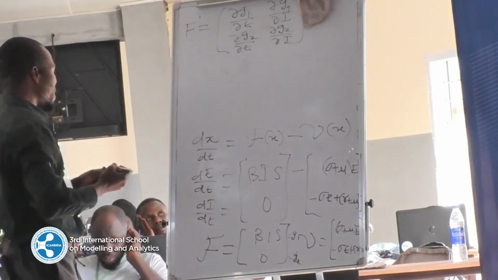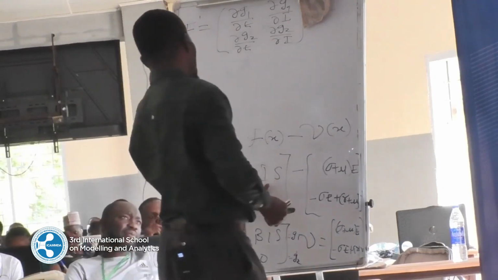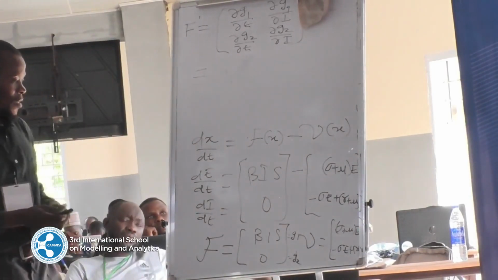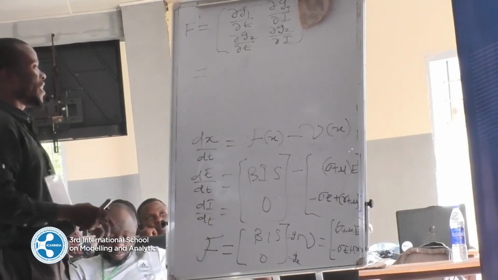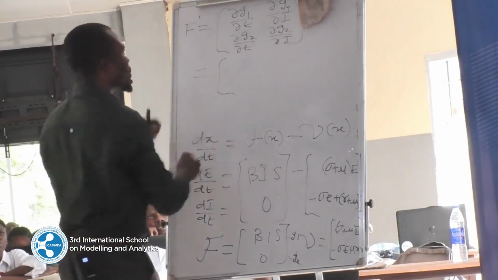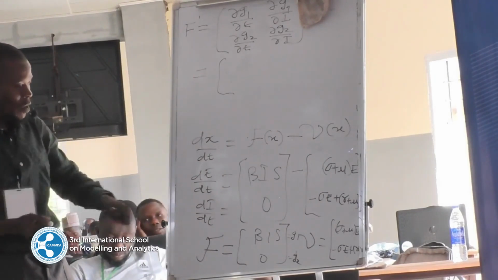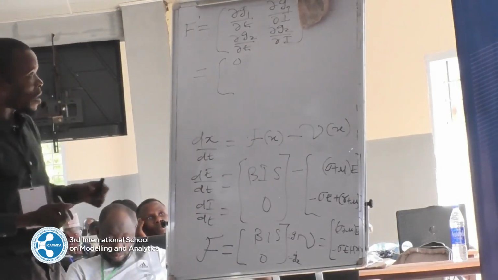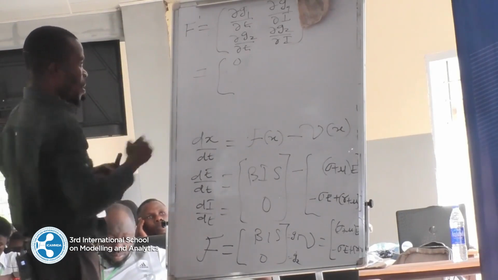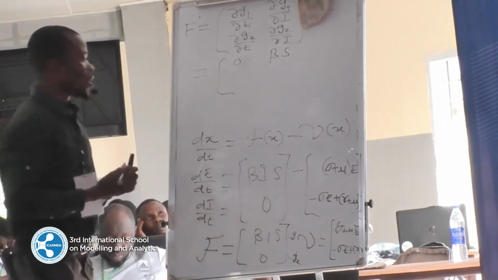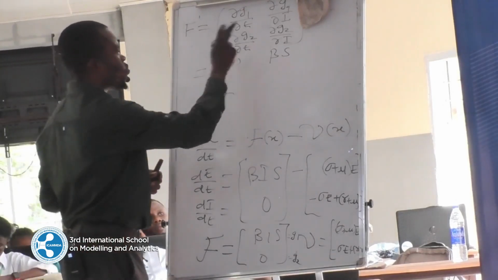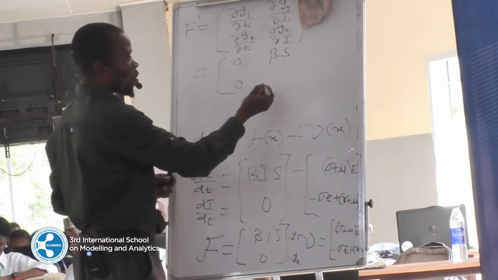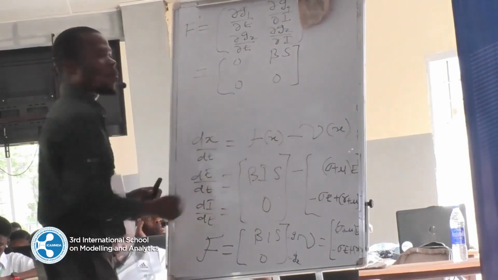Why is it partial derivative? Because we have this non-linear term, isn't it? So from there, if I do that, what did I call G1? Beta IS. Do we have E there? We don't have E. So that means the partial derivative of G1 with respect to E will be 0. The partial derivative of G1 with respect to I will be beta S. The partial derivative of G2 with respect to E is 0. The partial derivative of G2 with respect to I is also 0. I hope you are all together.